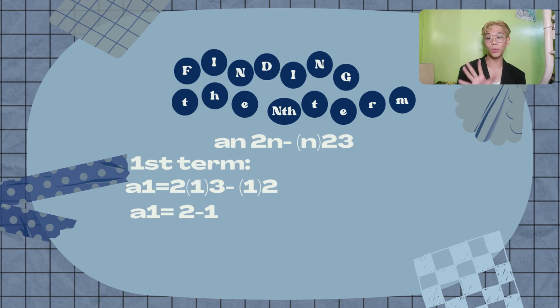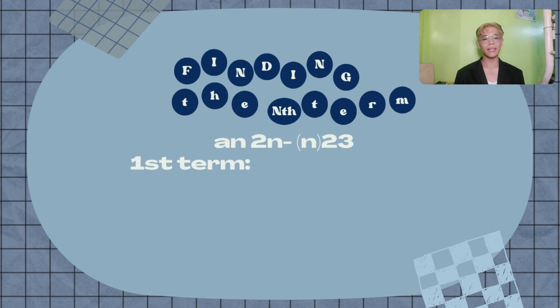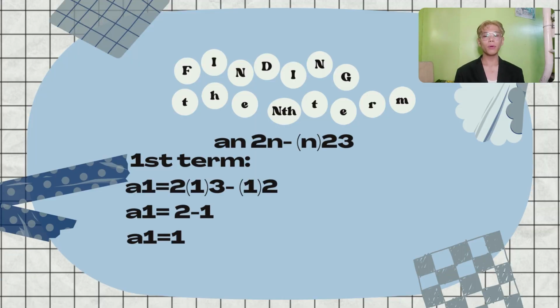And next after that is doing the same process for the 2 multiplier. The difference is that we will only be multiplying the 1 with 2, which results in having 2 as an answer. And we're going to bring down the 1, so we will be having an answer looking like a1 is equals to 2 minus 1. And after getting that, we will subtract, which will give us the result of having 1 as an answer, looking like this: a1 is equals to 1.